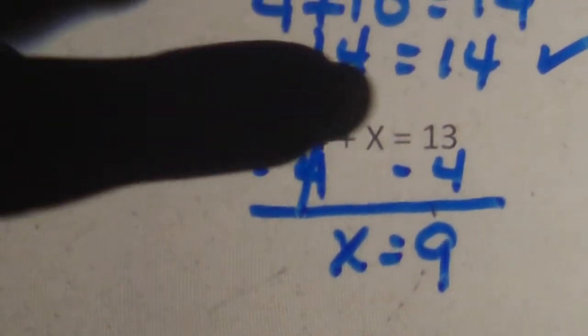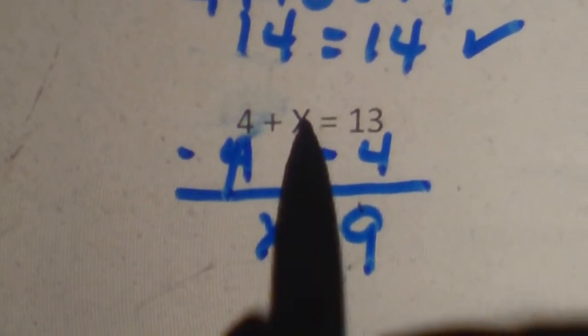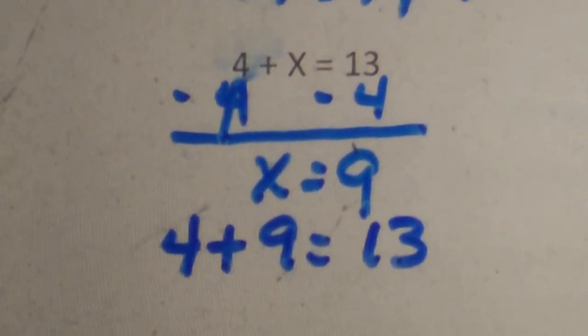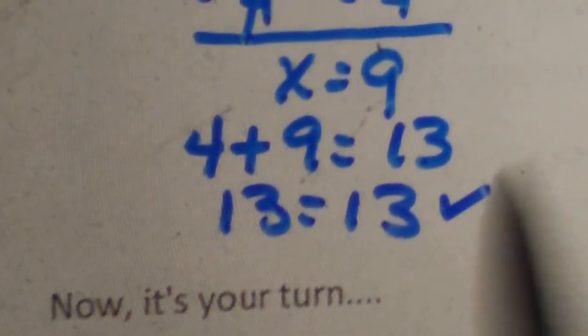And once again, I can go back to my original equation. I can plug my 9 in where x is. I can say 4 plus 9 equals 13. We know that 4 plus 9 equals 13. 13 equals 13, and it works. Let's try it with some subtraction problems.